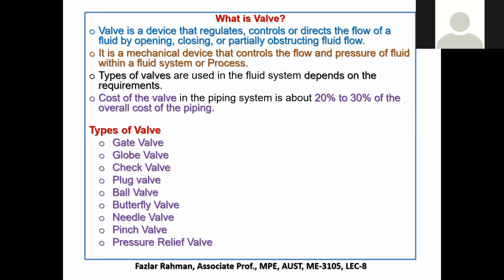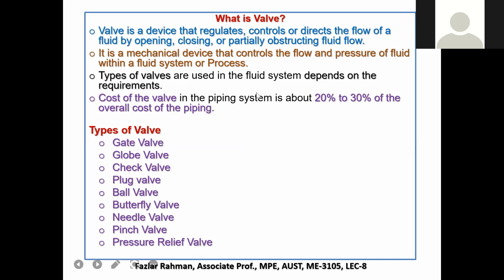What is the valve? A valve is a device that regulates, controls, or directs the flow of a fluid by opening, closing, or partially obstructing the fluid flow. That means the purpose of the valve is to control the flow. So sometimes we are using it in our pipeline at home, right? When you open the tap, that means there is a certain valve. You close the valve, water will not flow. You open it, water will flow. That means you are controlling the flow rate.